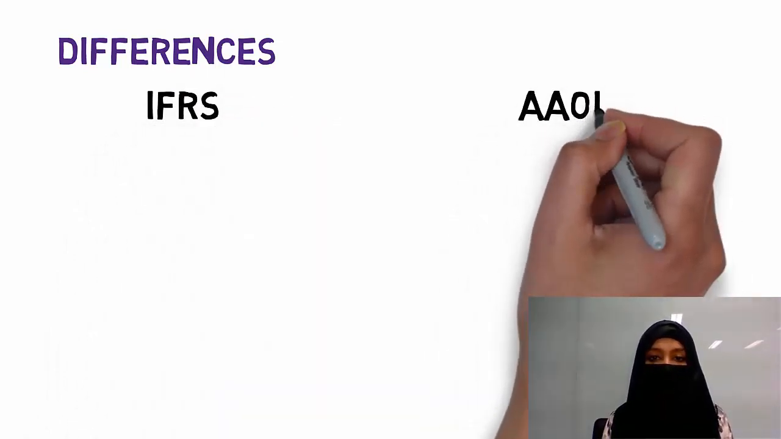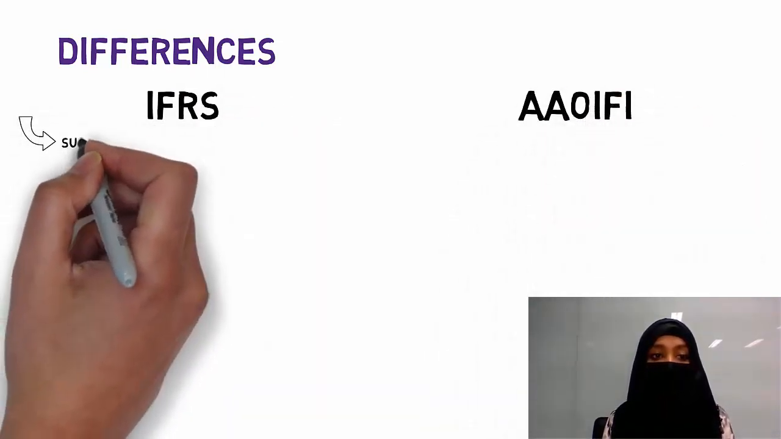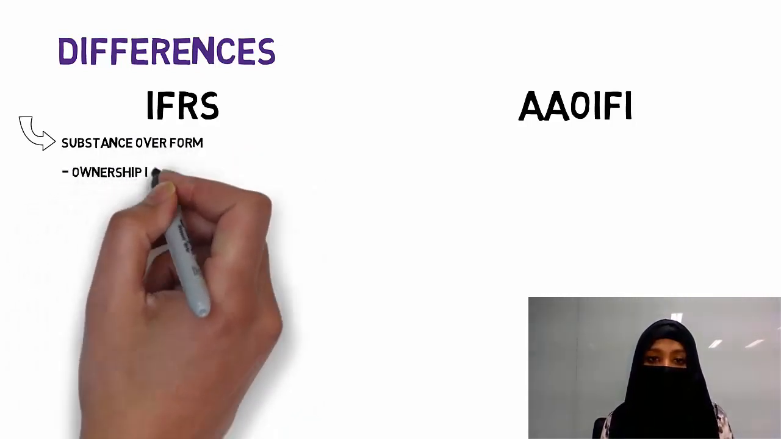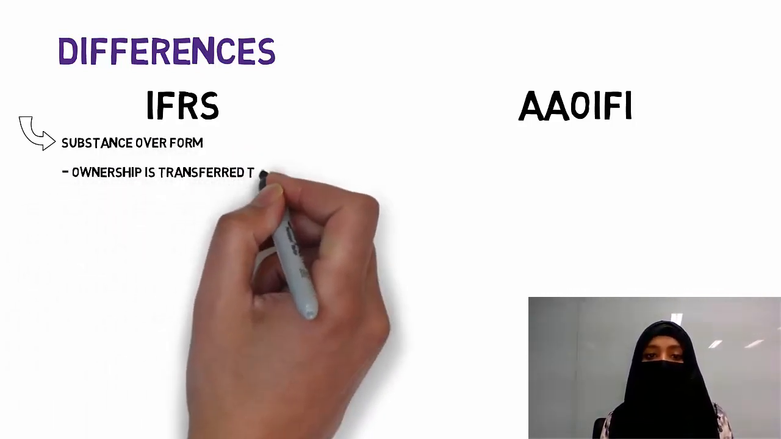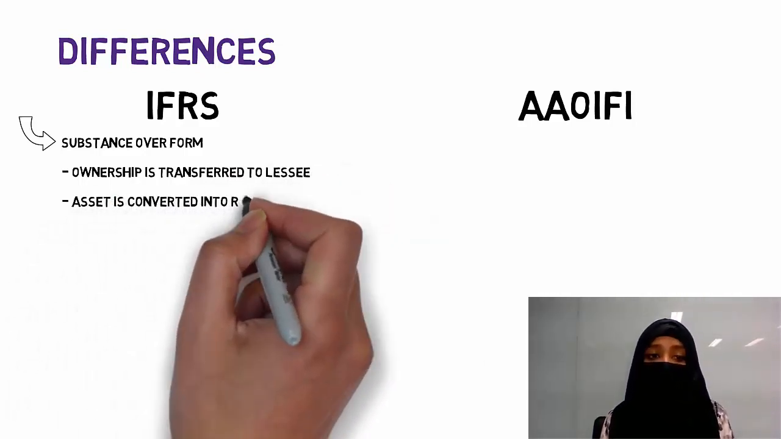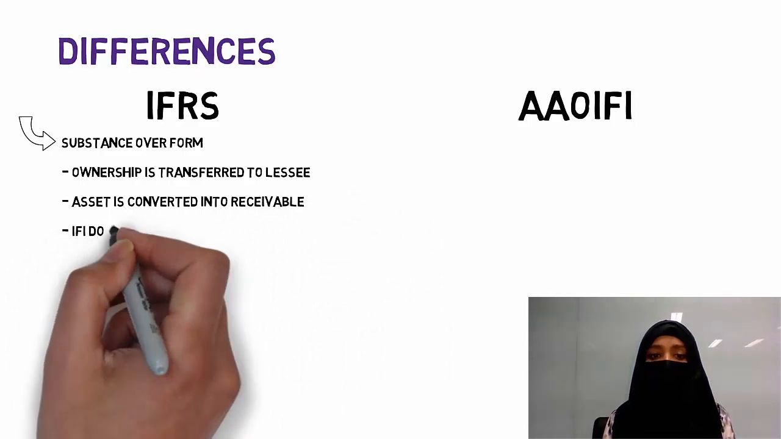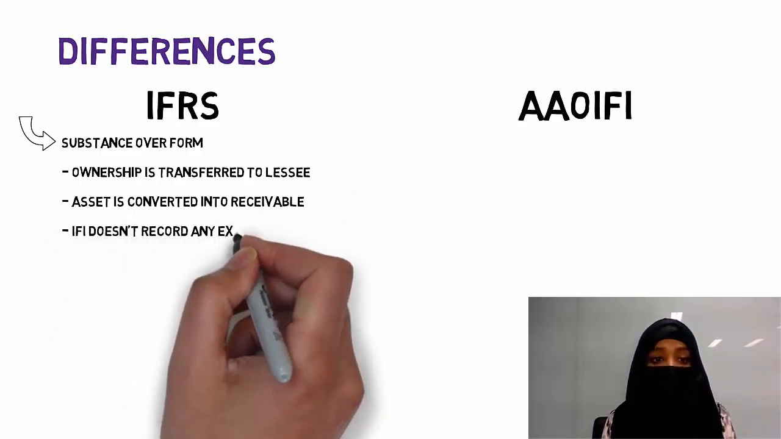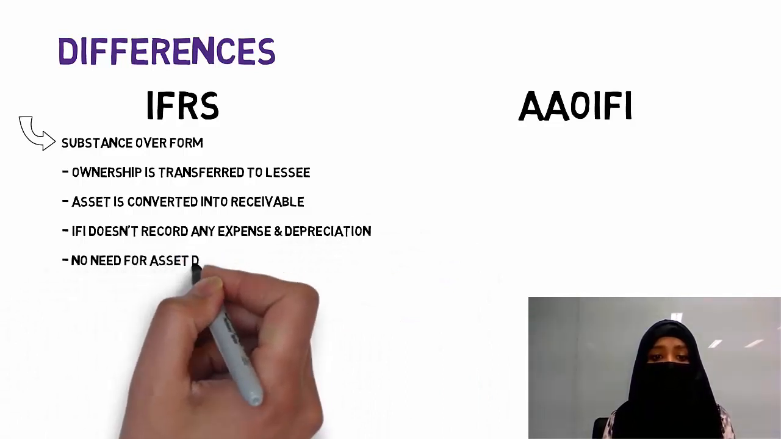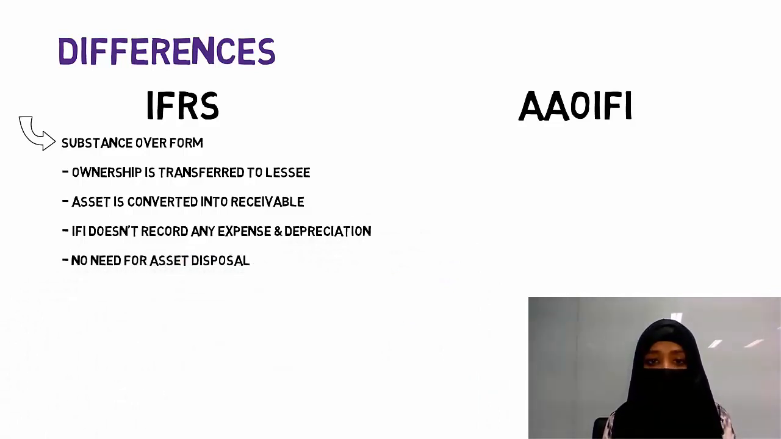The difference between IFRS and AAOIFI: the first basic difference occurs from the fact that IFRS has a substance over form assumption. Therefore, ownership is transferred to the lessee, the asset is converted into receivables, and the IFI does not record any repair and maintenance cost. It does not record depreciation, and no mechanism of disposing of the asset is needed.